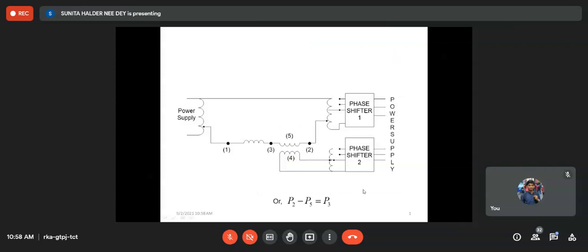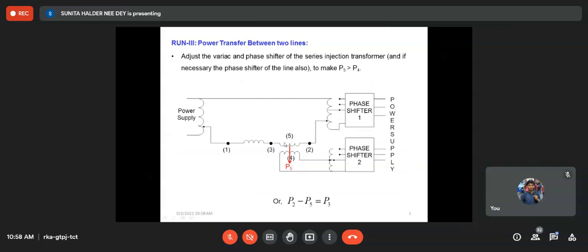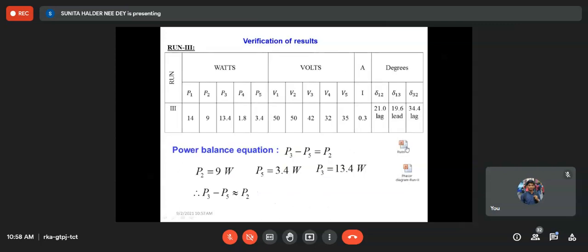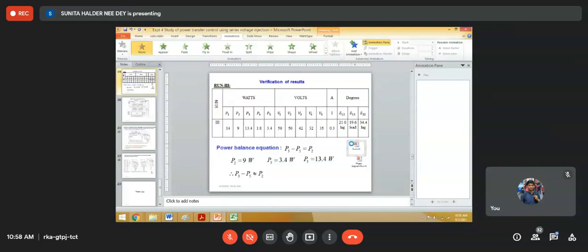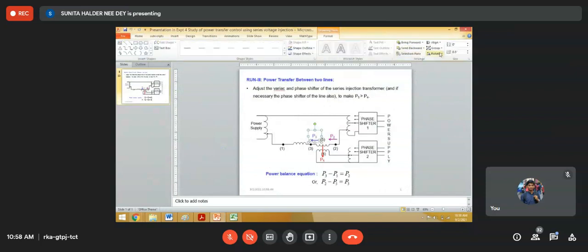Delta 1 to lag or lead. No, I was correct actually. Let me clear it. It will be the opposite direction. I was correct. Just modify it.